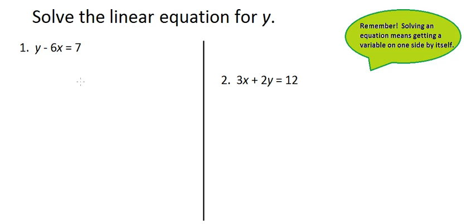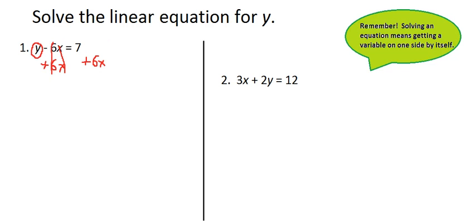Alright, so let's go ahead and look at number 1 here. This is one of the most simple cases that we can talk about. Remember, we want to get y by itself. So I'm going to go ahead and circle that y, and we're going to look at what is on the same side. The only thing on the same side is this minus 6x. Remember, the equal sign is what separates the sides. The way that we get rid of subtraction is by adding, so we are simply going to add 6x to both sides of our equation. Alright, over here, this minus 6x and the plus 6x cancel out.